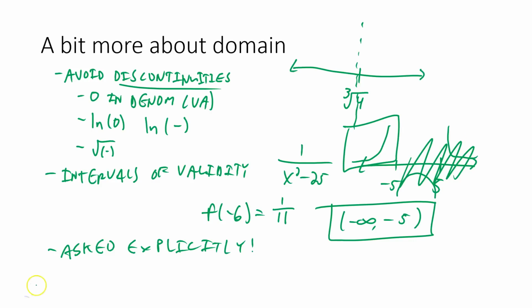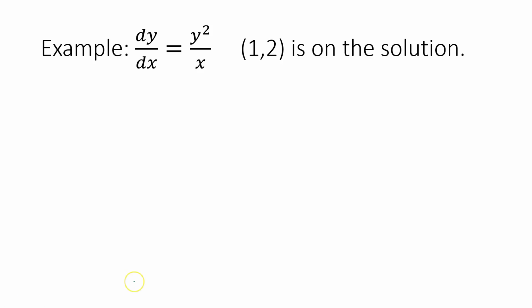So let's try another example. Ooh, if it'll let me change, there we go. So once again, we're given an initial condition. When x is 1, y is 2. And this differential equation, y squared over x. So let's do this one together as well. This one's not on your gold sheet, so you'll want to do this in your notebook.